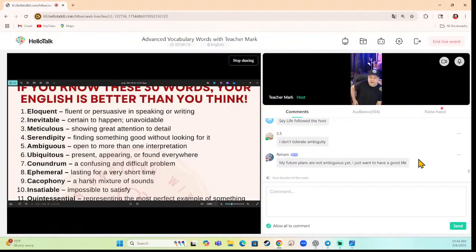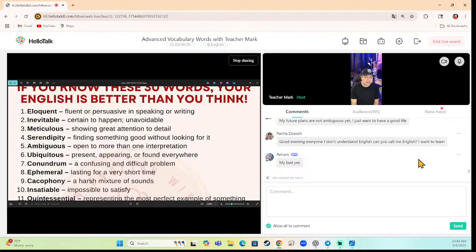My future plans are not ambiguous yet. I want to have a good life. Okay. You could say it that way, but I feel like it's a little strange to say not ambiguous yet. Ambiguous means unclear. So you just said, my future plans are not unclear yet. I think you mean to say, my future plans are ambiguous yet. I just want to have a good life. Yeah, that's okay. That's all right. I was just correcting you. It's okay. Right?